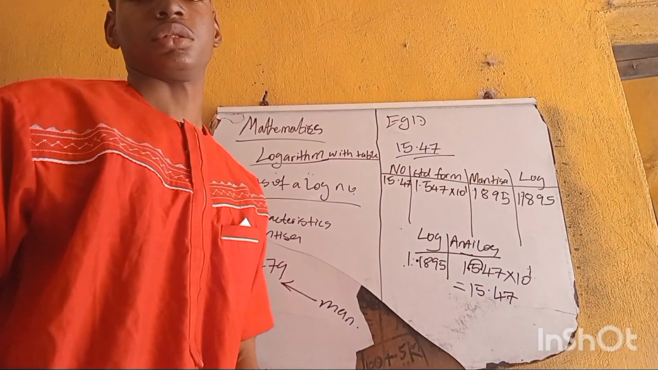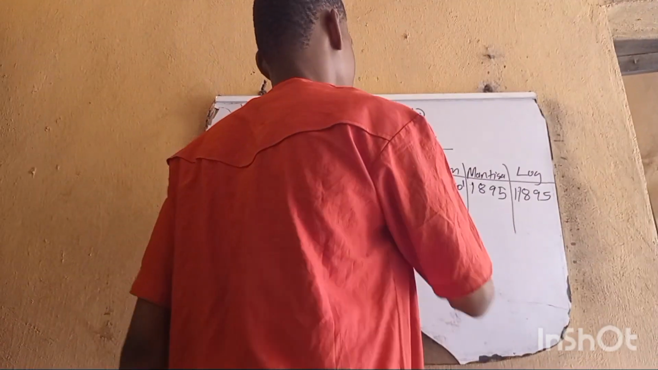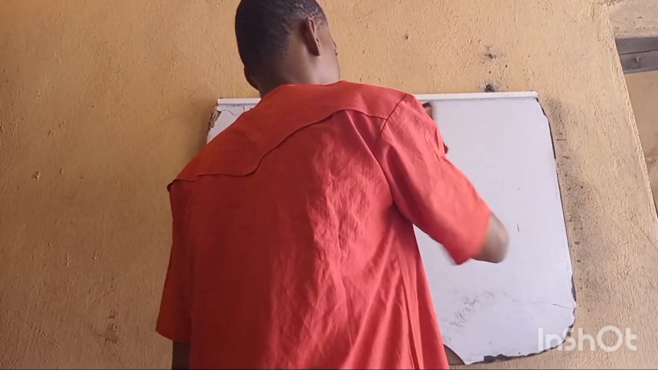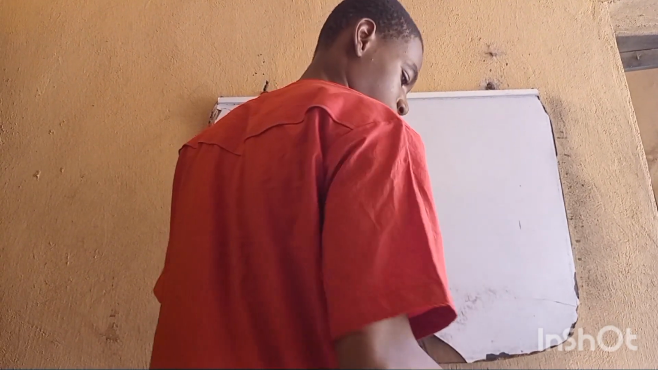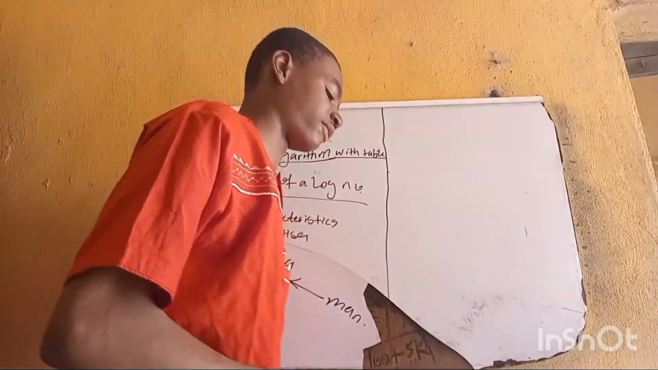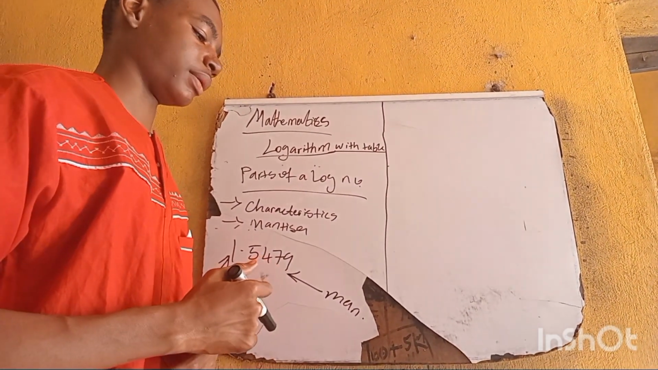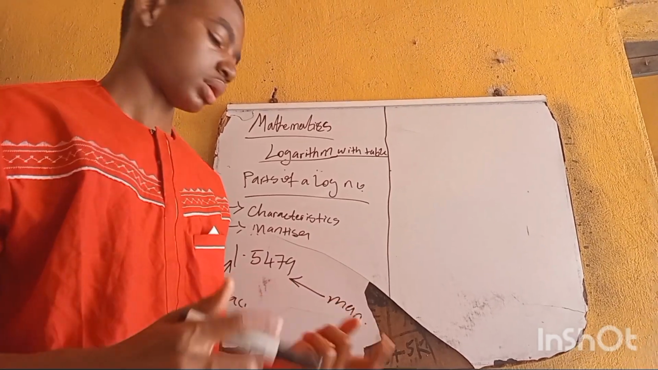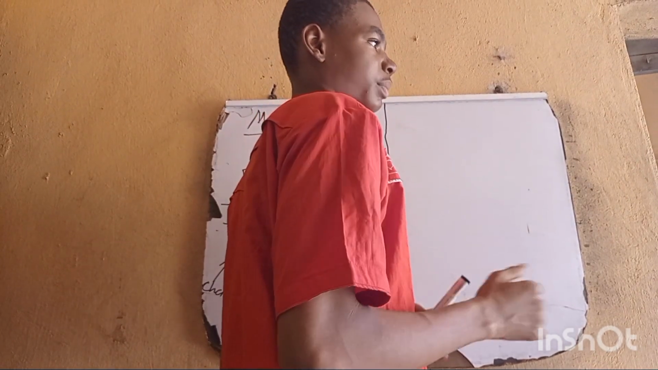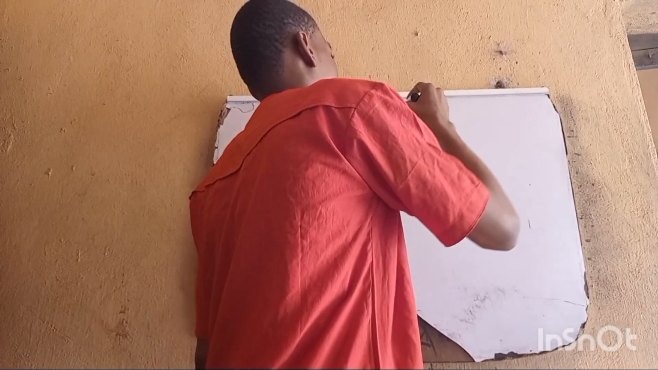If you want to take down, you can take down. Now let us solve a full logarithm. Just an example. We have rules in logarithm: the multiplication rule, the power rule, the division rule, and the addition rule.